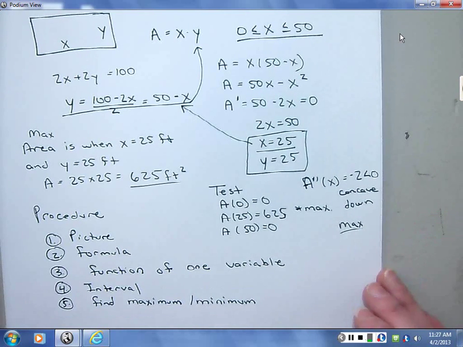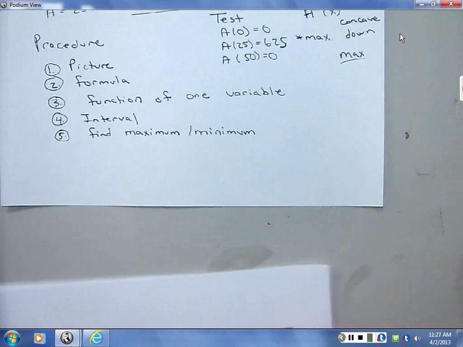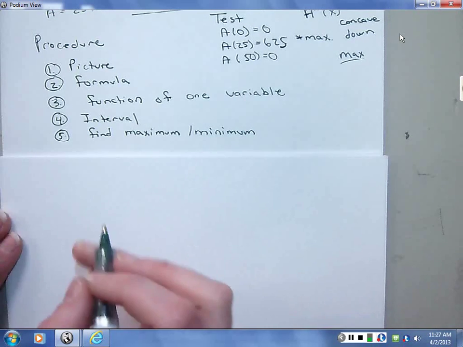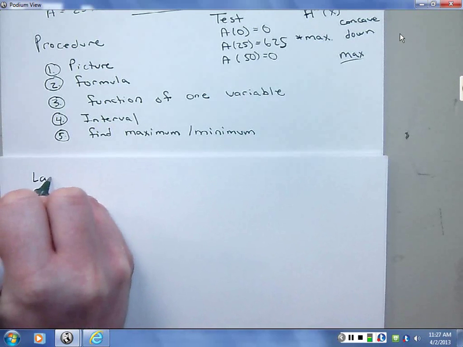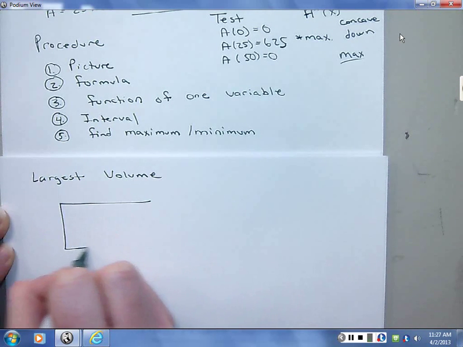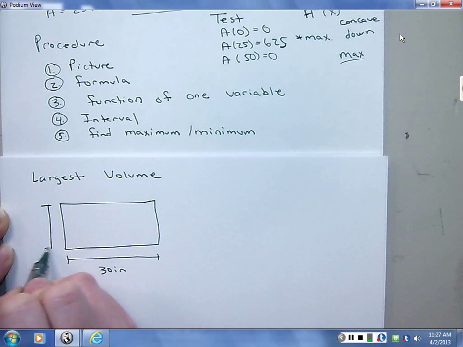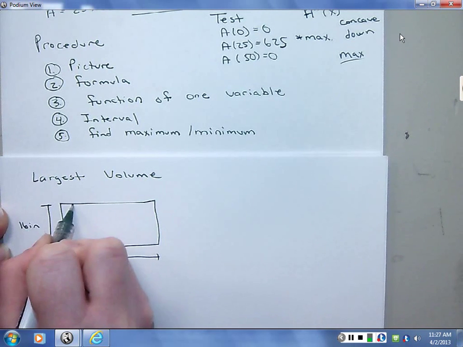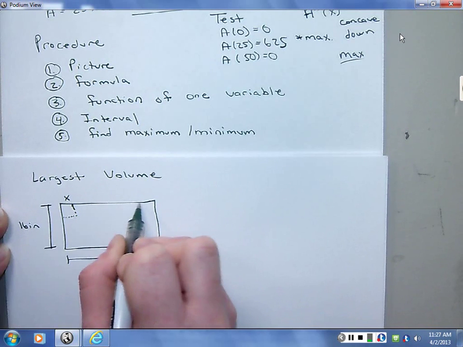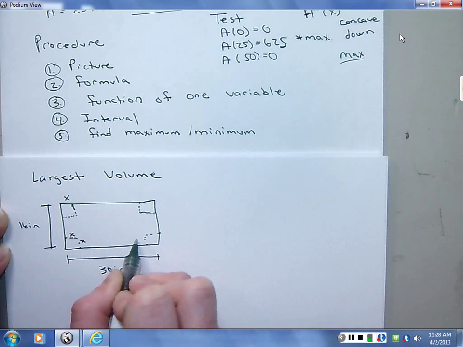All right, so let's look at a little bit more complicated type of example. The next one you probably did in college algebra as well. So if I'm given a piece of sheet metal and I want to find the largest volume I can make, and let's say this sheet metal is 30 inches by 16 inches, I'm going to machine away the corners, and when I'm machining away the corners, I'm going to be able to fold this up into a box.